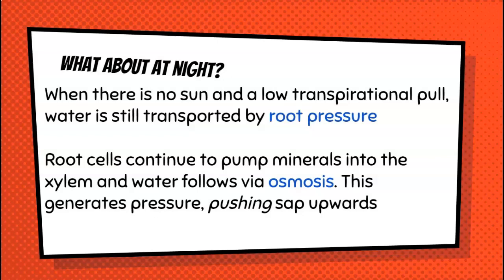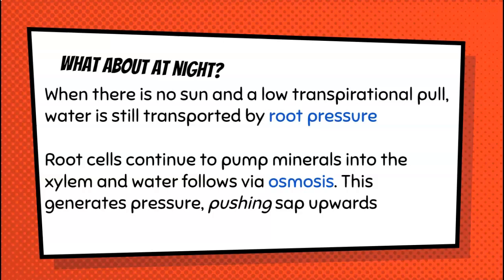So let's talk about at night. Because we know the sun doesn't shine at night, which means that water vapor isn't being formed at night. And if water vapor is not being formed at night, then why are plants still losing water? Well, it's still going to lose water just because this tension pull is still happening. So some water is still going to be released, even if it's not 90 degrees out and the sun beating down on the plant.